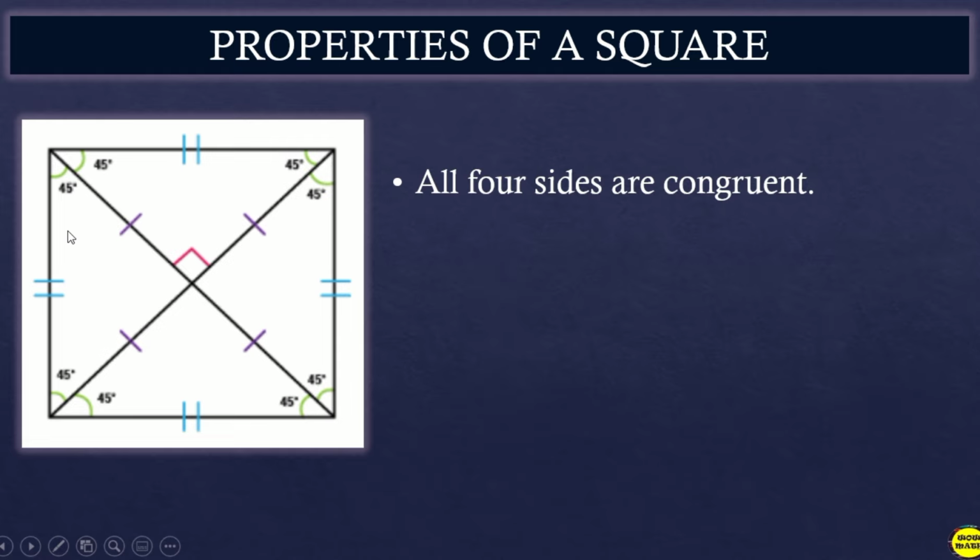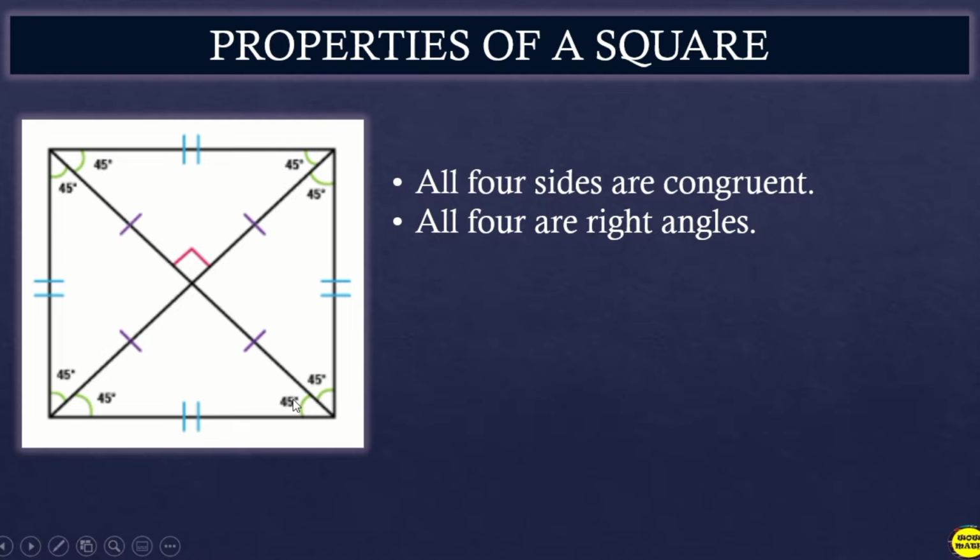Ibig sabihin, kung ang sukat nito nung side na to ay 15, ganun din ang sukat nito, 15 din, at ganun din. So tatandaan natin na sa square, all sides are congruent. And then, all four are right angles. Kapag sa square, all four are right angles. Ibig sabihin, class, itong angle na to, ang measure niyan ay 90 degrees. Ganon din ito.